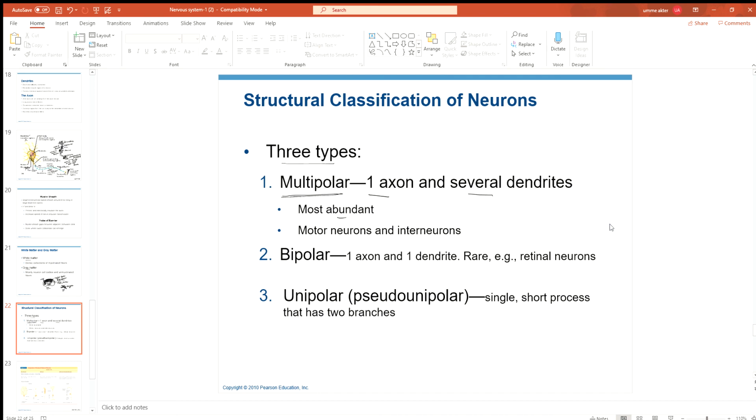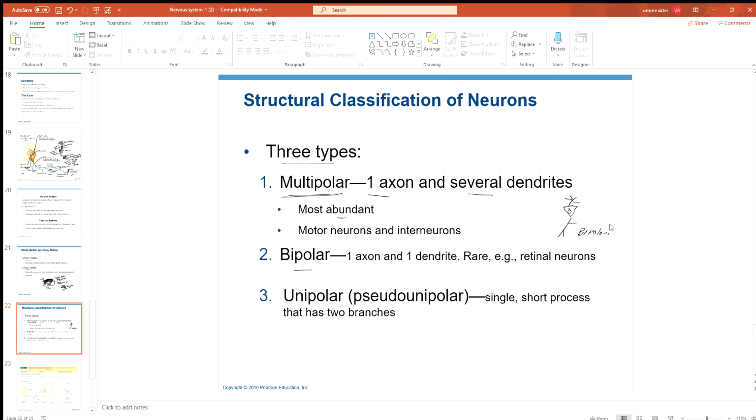Most abundant. Bipolar neurons, if you see the neuron, this is the cell body, this is the axon, long, and only one dendrite. So if you see one axon and one dendrite, that is a bipolar neuron.